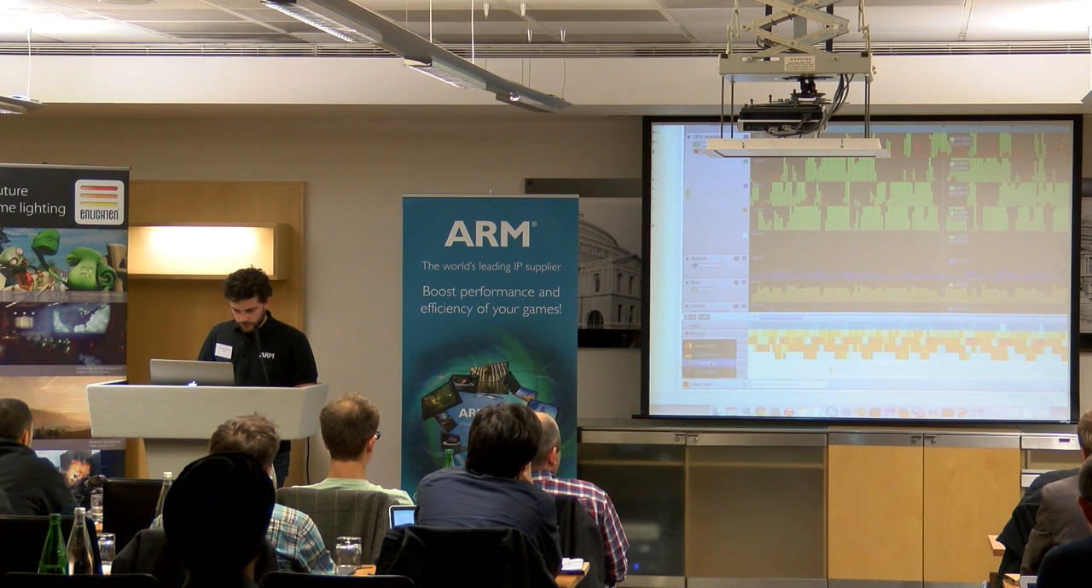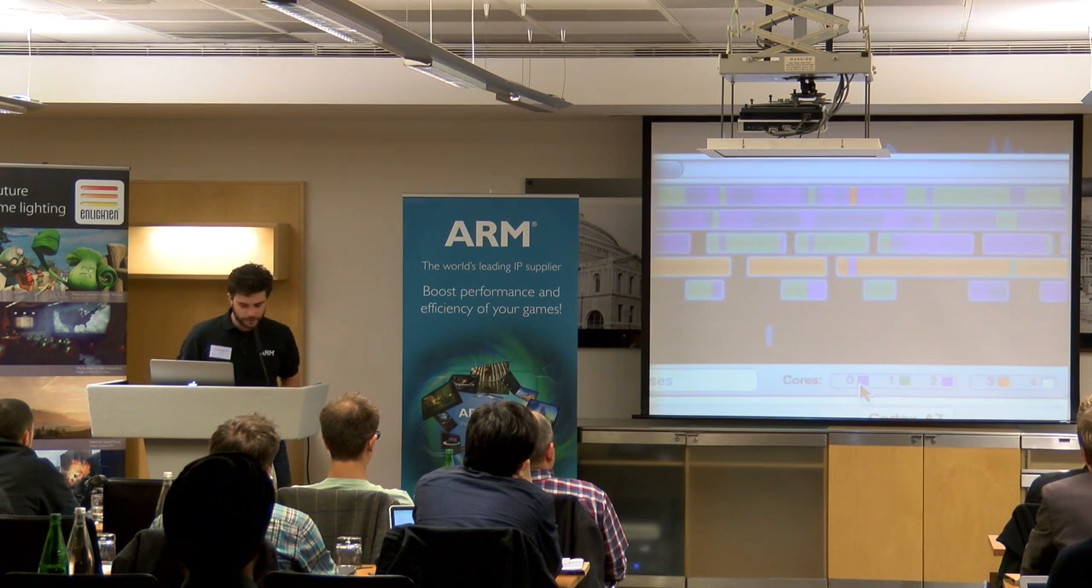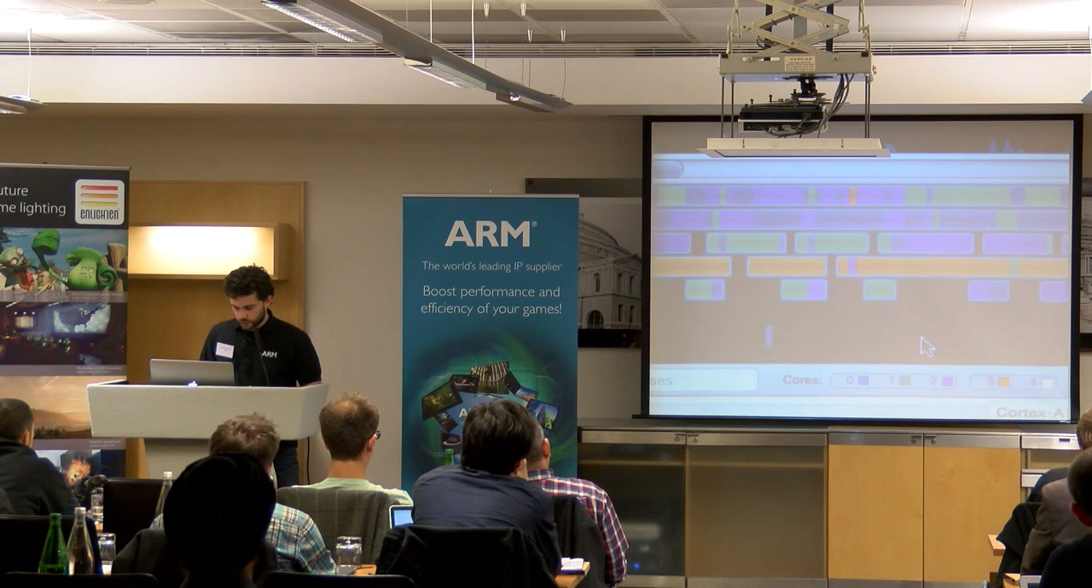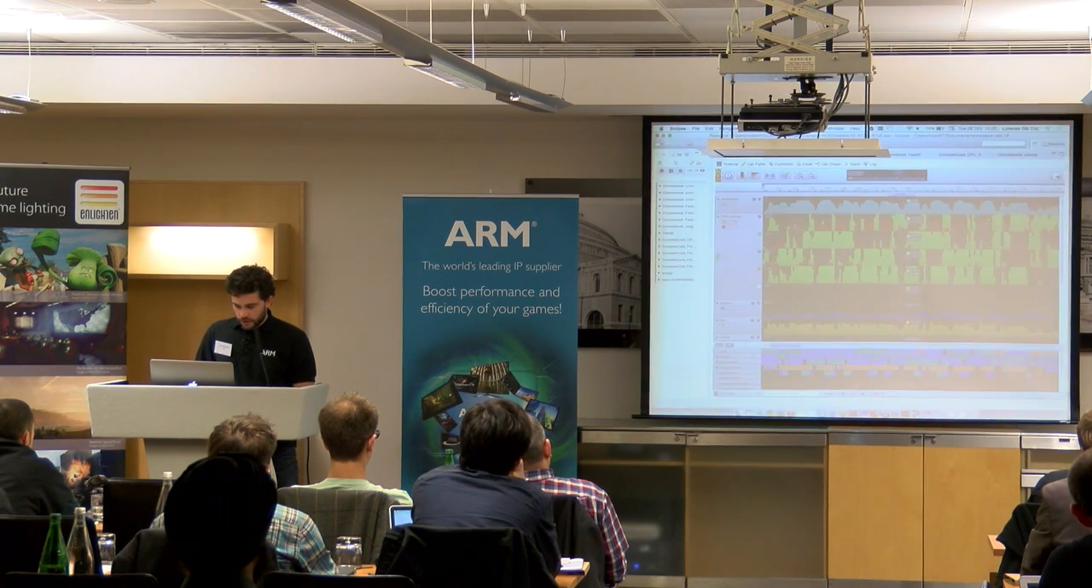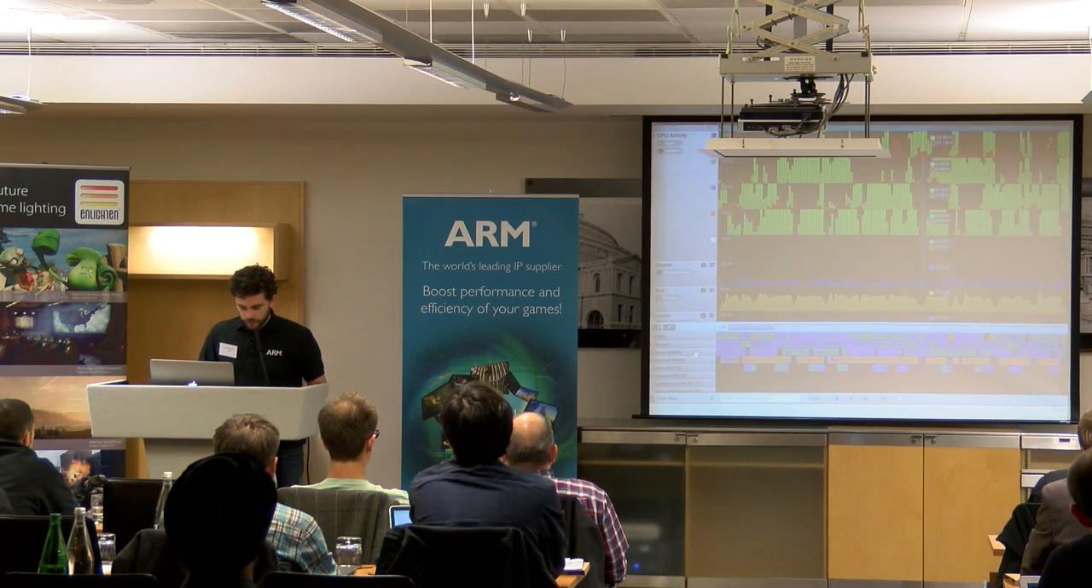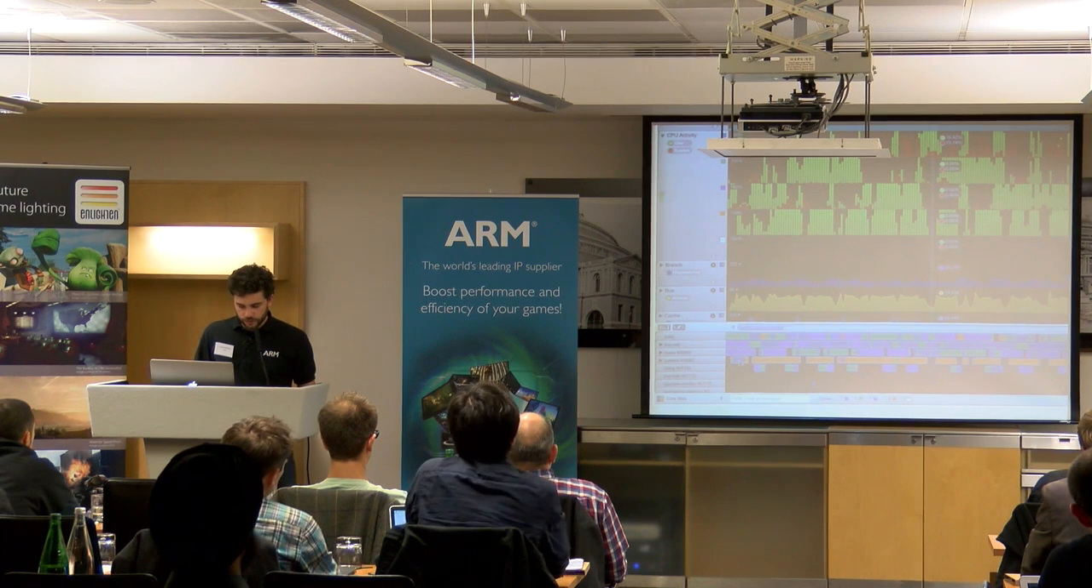I need to go to the core map. Here we are. It's probably a little bit small. It's telling me the cores 0, 1 and 2 are Cortex-A7, the other 2 are Cortex-A15. Since I've just used it, I will also talk about the bottom view.